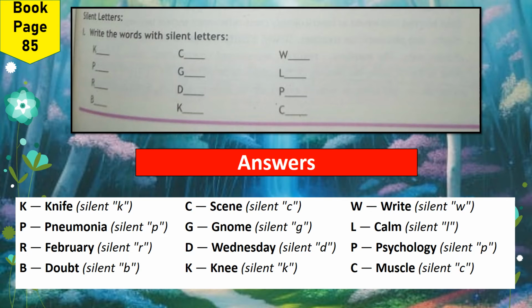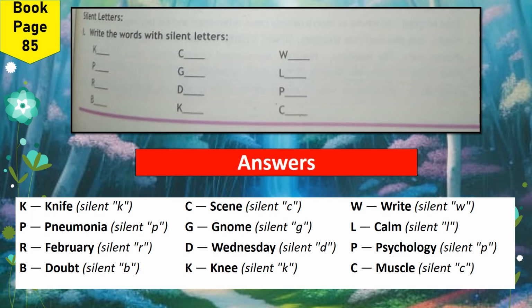5. C, scene. The C is silent. It sounds like seen. 6. G, gnome. The G is silent. We say gnome. 7. D, Wednesday. The D is silent. It's pronounced Wednesday. 8. K, again, the K is silent. It's knee, not K-knee. 9. W, right. The W is silent.